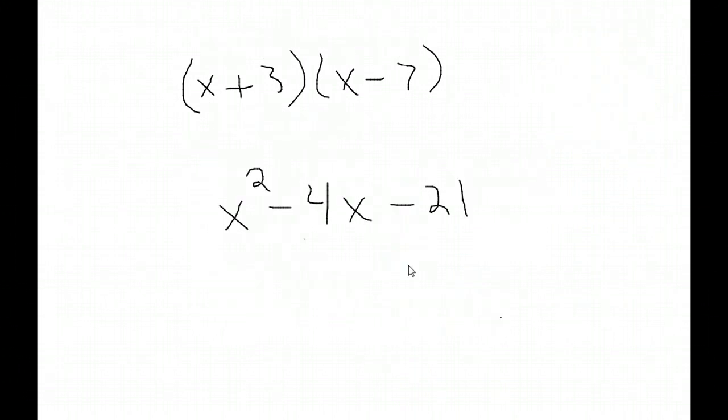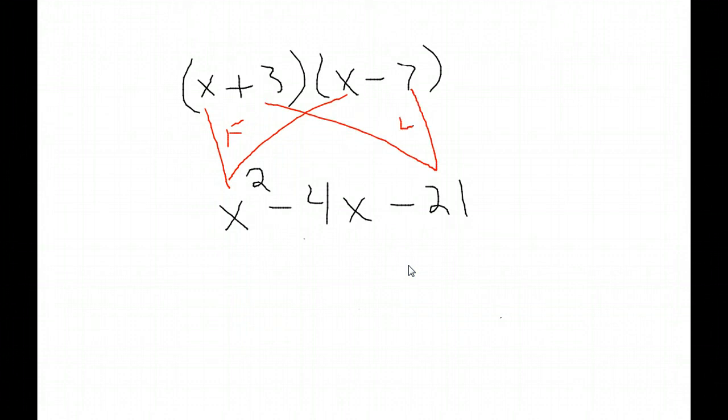Okay, let's take another look at where those terms came from. The x squared came from the x and the x. That's the F of FOIL. The minus 21 came from the L of FOIL, the plus 3 and the negative 7. The negative 4x came from adding our O and our I.